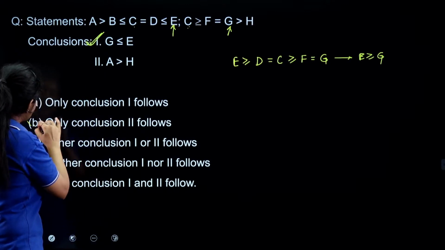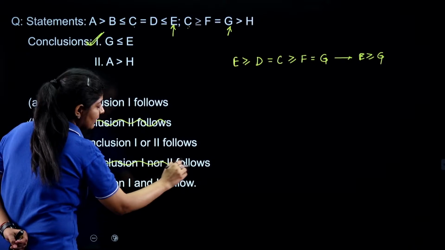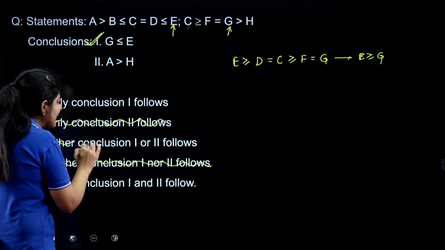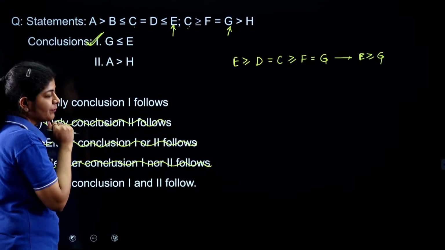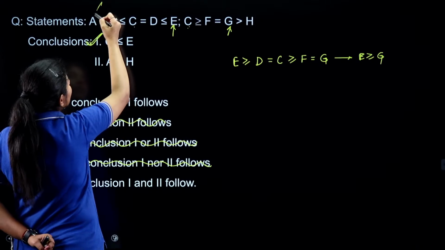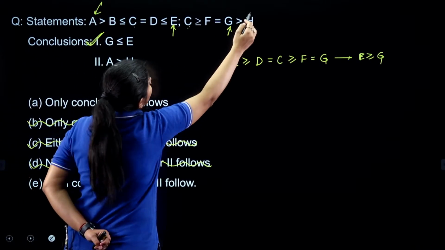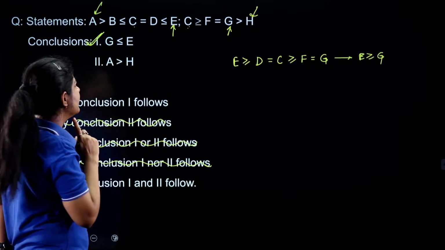If this conclusion is true, option B is eliminated, option D is eliminated, and option C is also eliminated as the entities are different. Now, the next one is A and H. Here we are having A and here we are having H. Again, the common element that we are having over here is C.